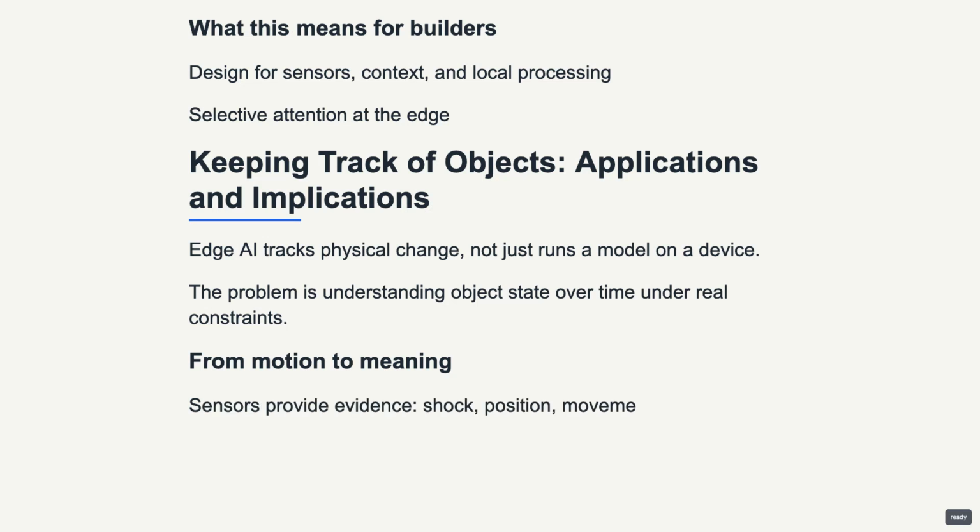Different sensors reveal different parts of the story. Accelerometers catch shock and vibration. Cameras show position and occupancy. Radar can detect movement and poor visibility, and environmental probes report conditions such as temperature, humidity, or gas concentration.